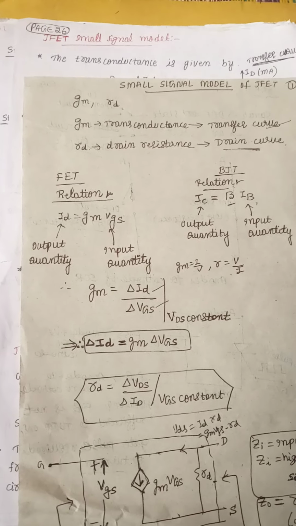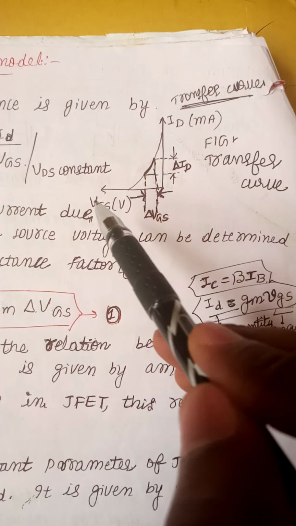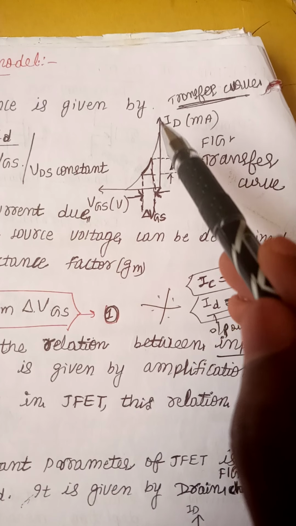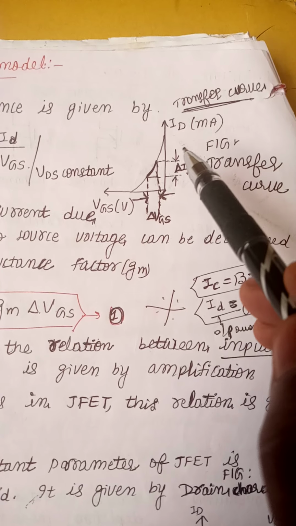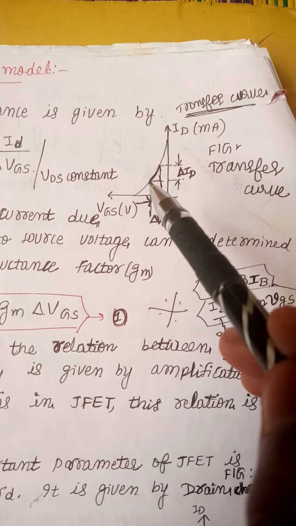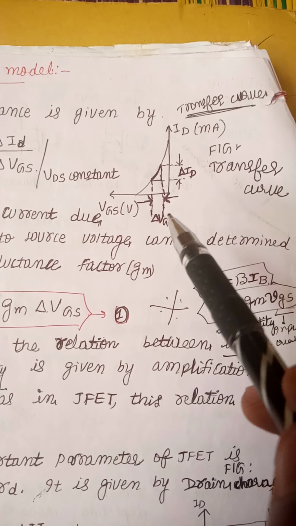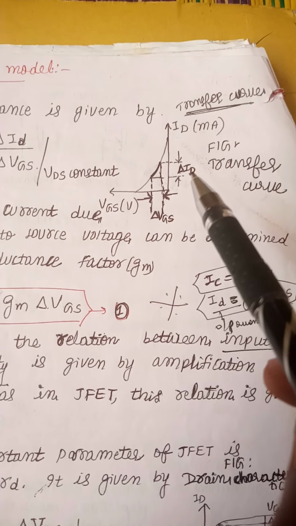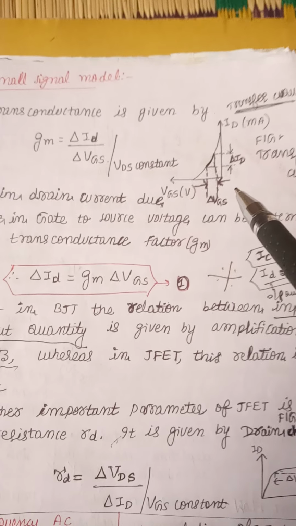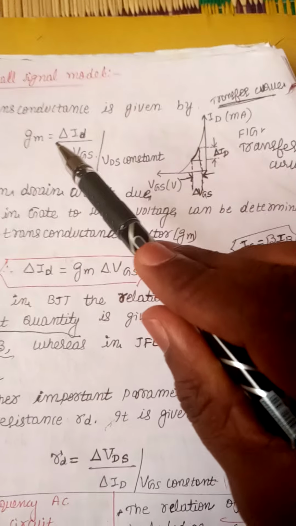I already explained the transfer characteristics. This one we call the transfer characteristics, or transfer curve. On the x-axis you have the input voltage VGS. On the y-axis you have the output current ID. The curve is parabolic in nature. Consider a portion of the parabolic curve. Project lines horizontally as well as vertically. Then you will get the values of VGS and ID. If you substitute these two values here, then you will get transconductance.